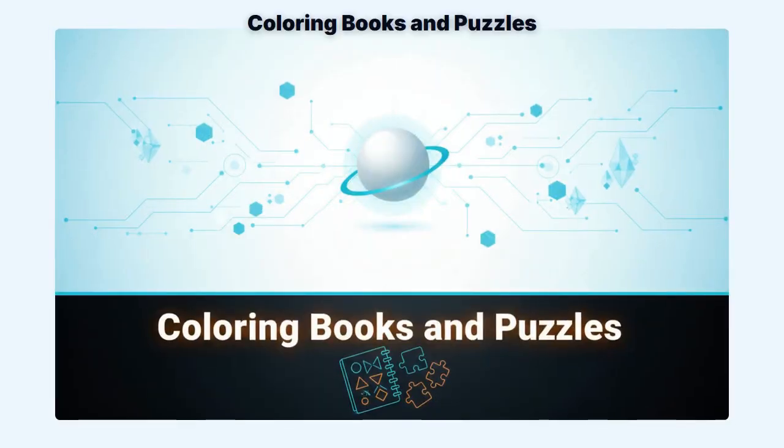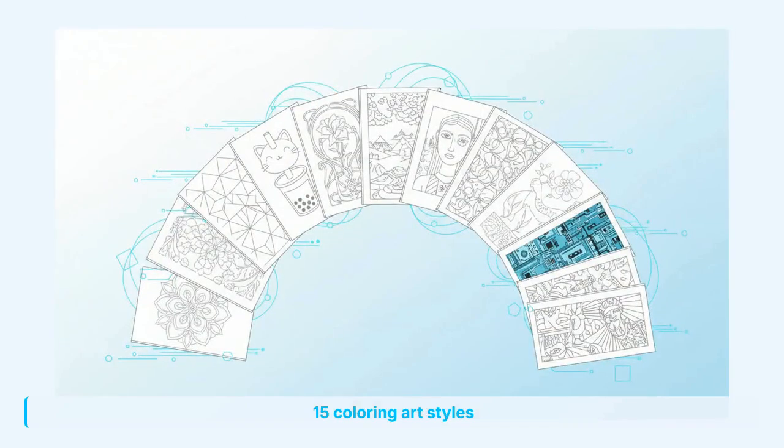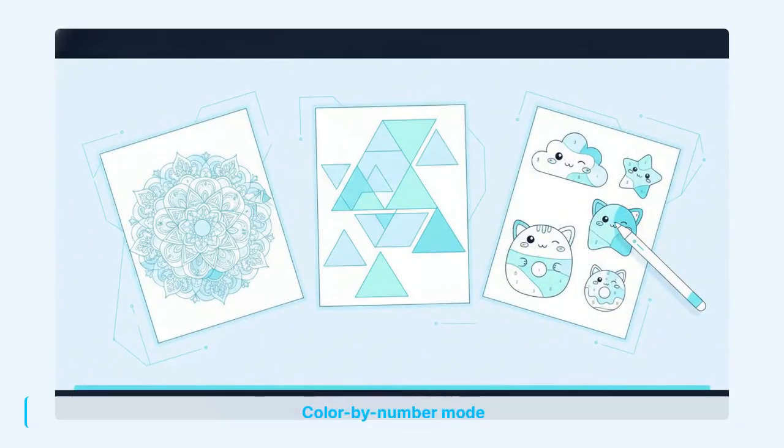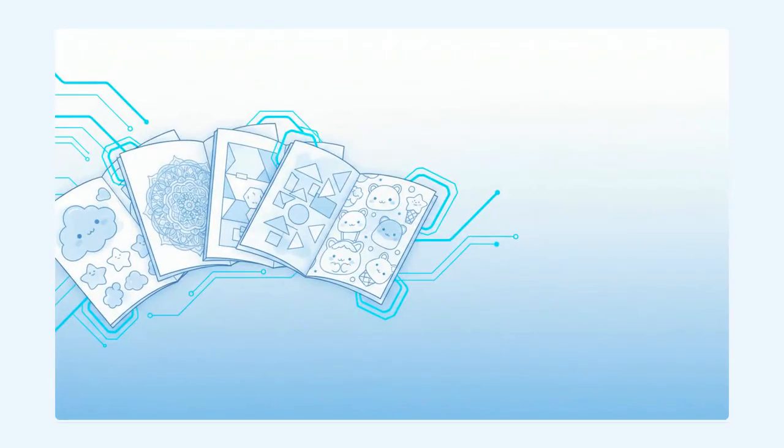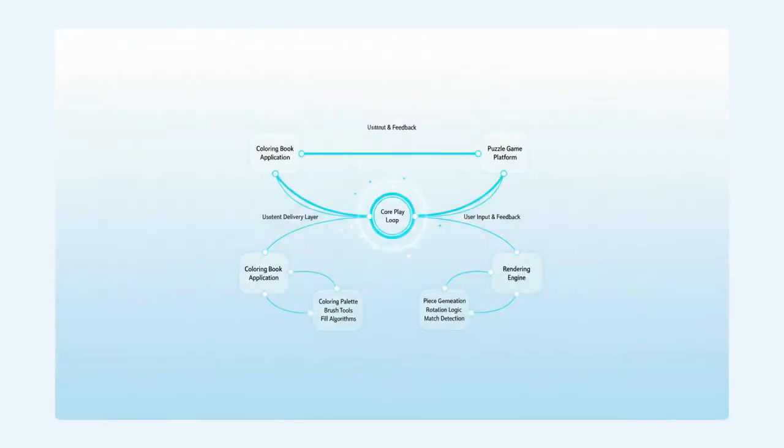The Coloring Book Wizard offers 15 art styles, from mandala and zentangle to kawaii and stained glass. Set age groups from toddlers to adults, enable progressive difficulty so pages get harder, and even activate color by number mode with up to 24 color palettes.